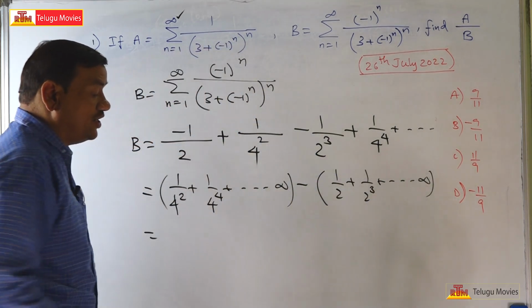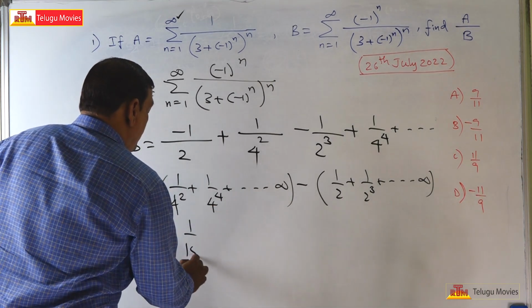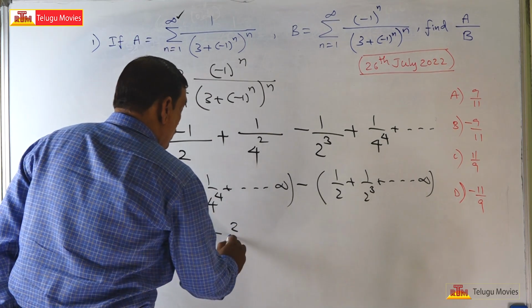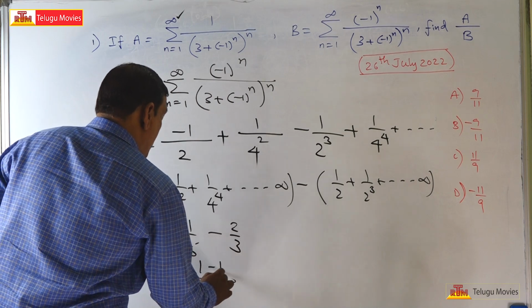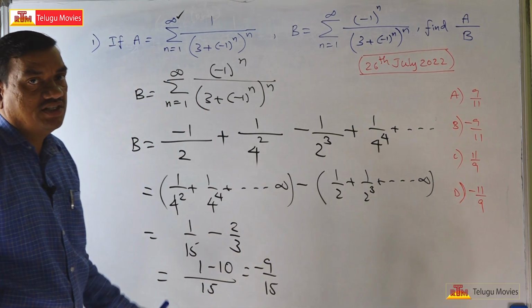This value already you found. This value you got, this is 1 by 15 you got. This value already you got. So, this is equal to 2 by 3. LCM is 15. So, this is 1 minus 10. This is minus 9 by 15. This is the B value.